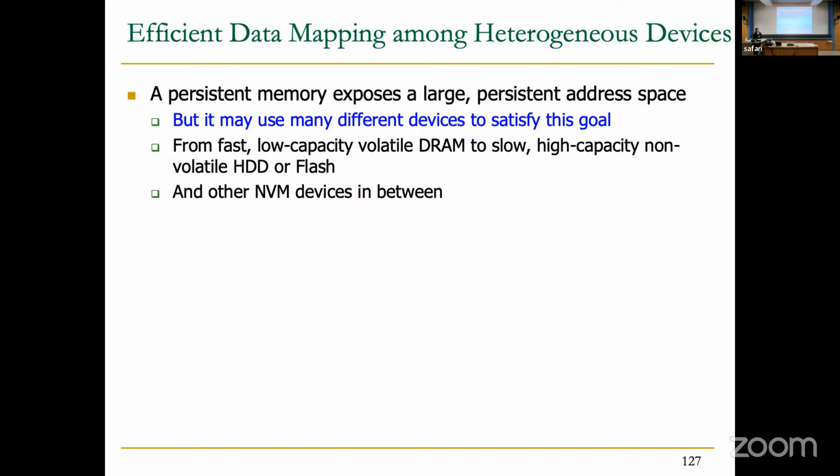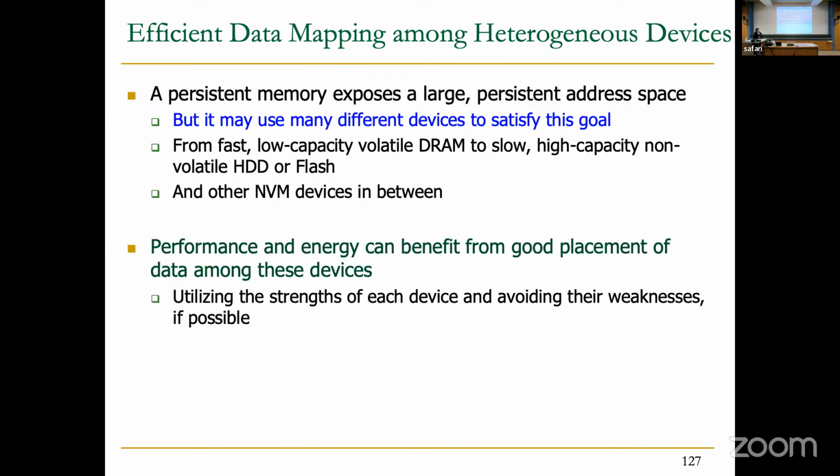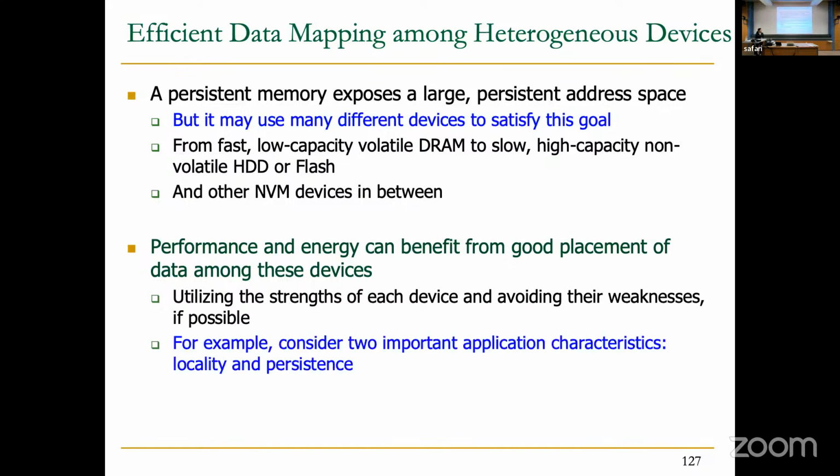So from fast and low capacity volatile DRAM to slow and high capacity non-volatile HDD, flash and other NVM devices in between. The performance can benefit from a good placement of the data among these devices. We need to think about it, as I mentioned before, and utilize the benefit of each device and avoid their weakness if possible. For example, we can consider two important application characteristics, which are locality and persistence.